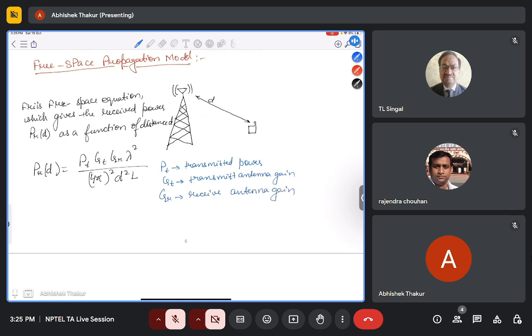And after that, lambda is the wavelength of the signal, and lambda is equal to c by fc, the speed of light divided by the frequency, where fc is the carrier frequency.